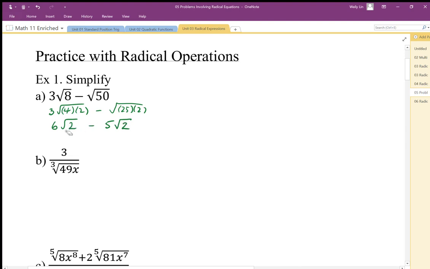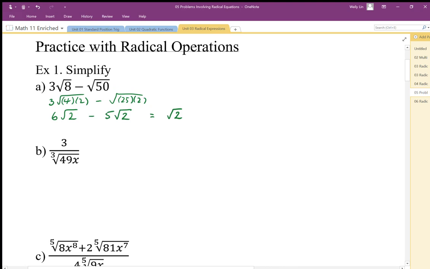So in this case, they are, because we have 6 root 2's here, and we have 5 root 2's here. So if we have 6 root 2's and we take away 5 root 2's, we're left with 1 root 2. So we can always check this with our decimal with calculators and see if 3 root 8 minus root 50 is the same as root 2, which it was.